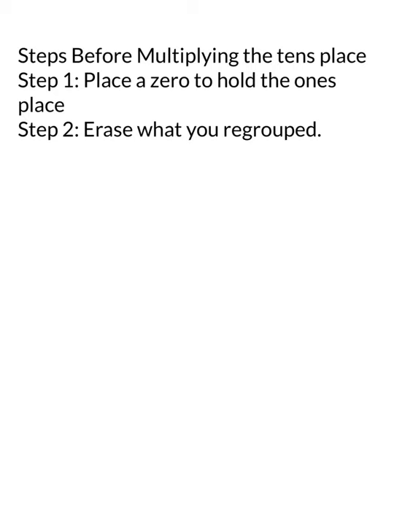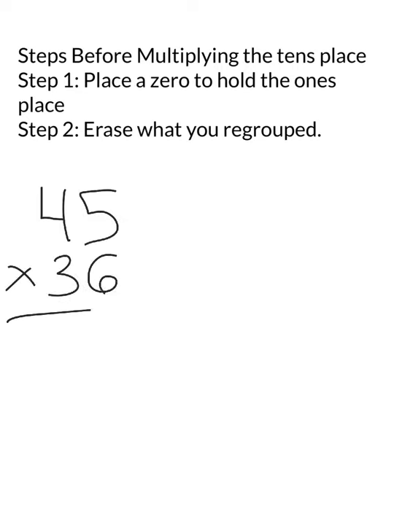Here we go. Go ahead and multiply 45 times 36. First, we're going to multiply our ones place. 6 times 5 is 30. Put your 0 and regroup your 3. 6 times 4 is 24, plus 3 more is 27.